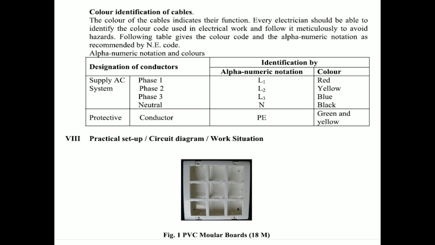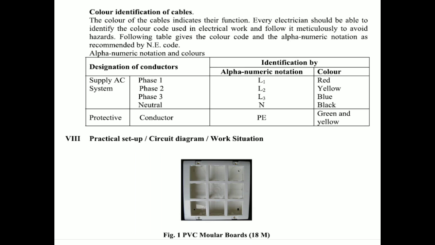Color identification of cables. I explained that we have to be aware of what type of color is to be used for the purpose of wiring. The color of the cable indicates its function. If a certain color is used for the phase, then in that home or residence we have to use the same color for the same type of wiring.